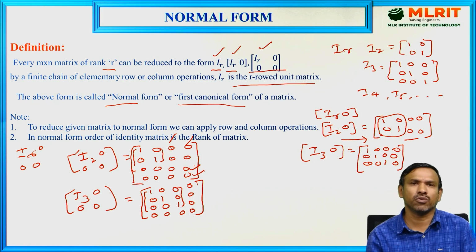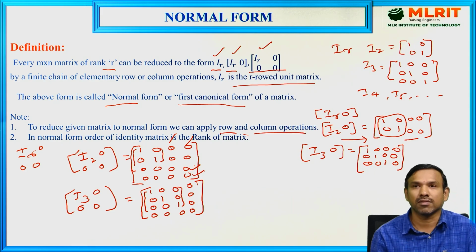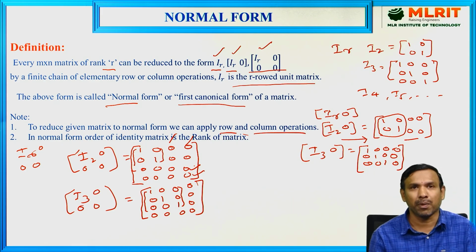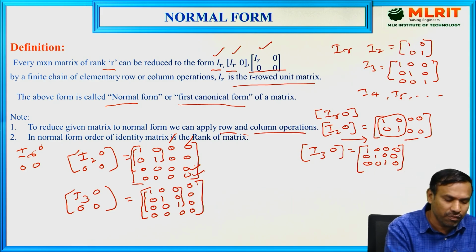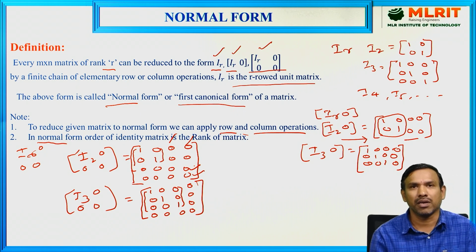Now our task is to reduce the given matrix to normal form. For this we can apply row and column operations, whereas in echelon form we can apply only row operations. But here in normal form we have flexibility: we can apply both row operations and column operations.